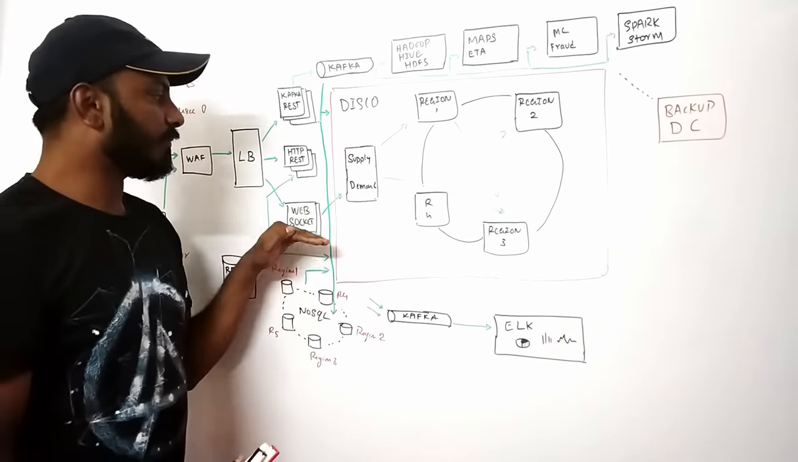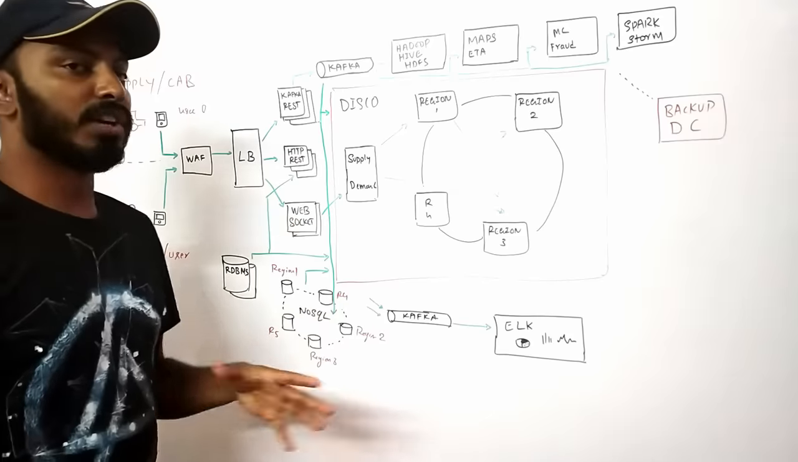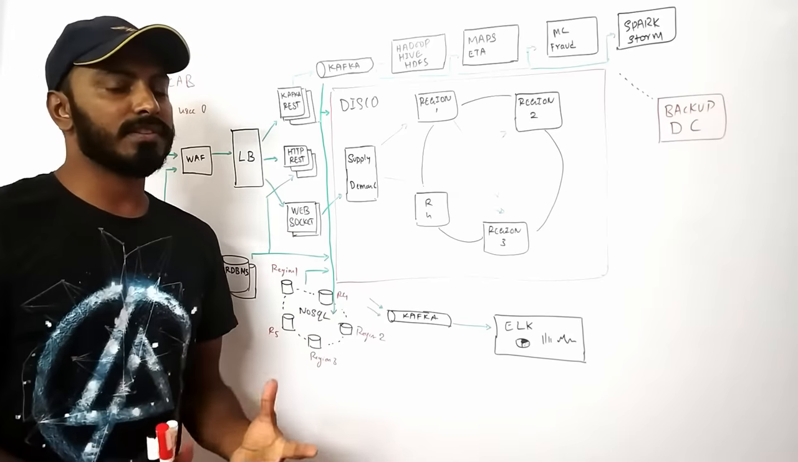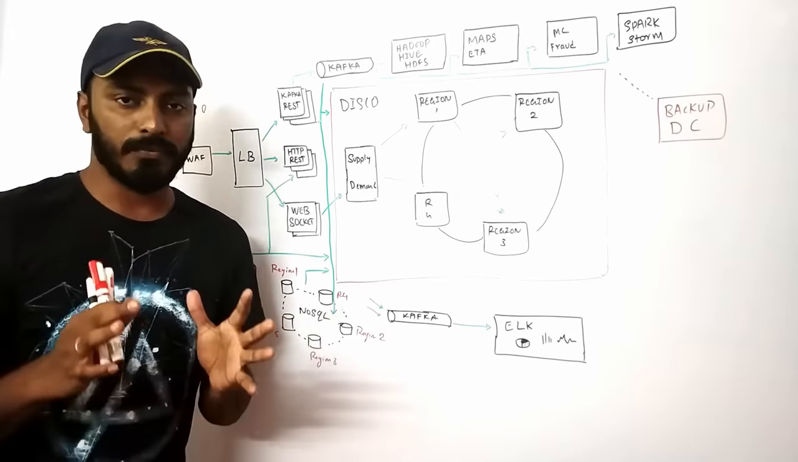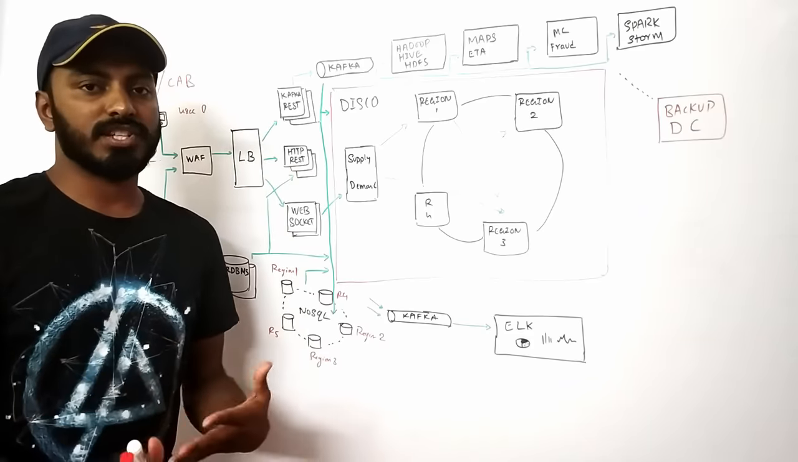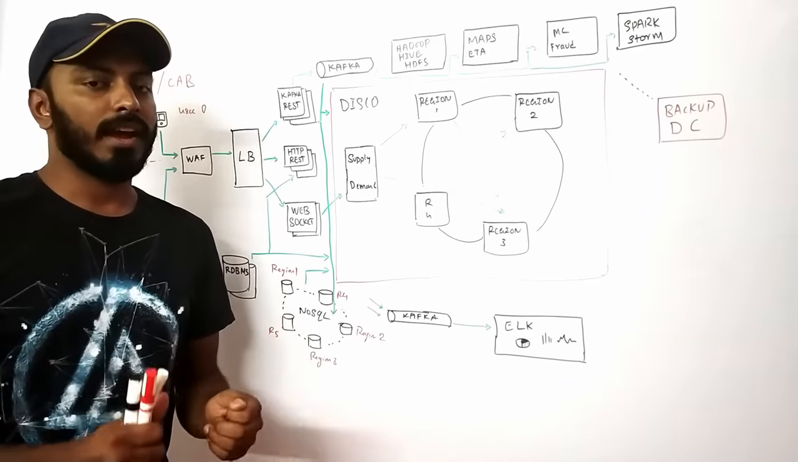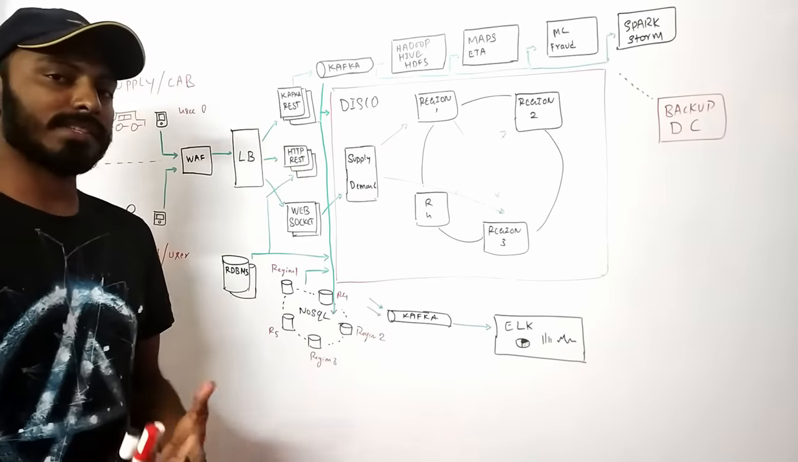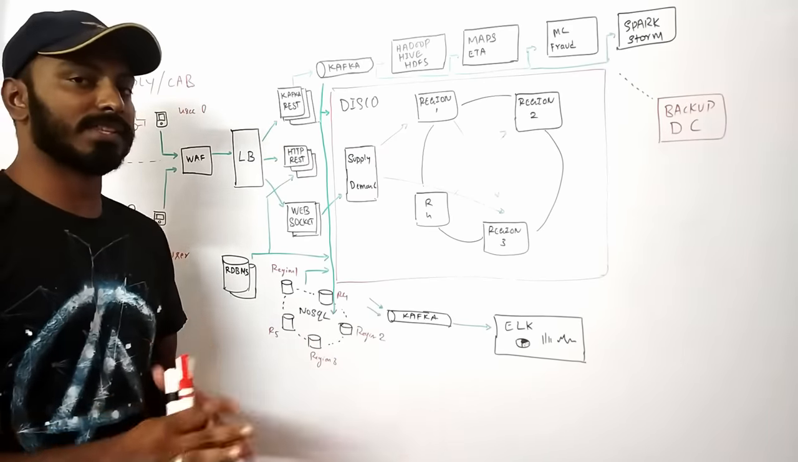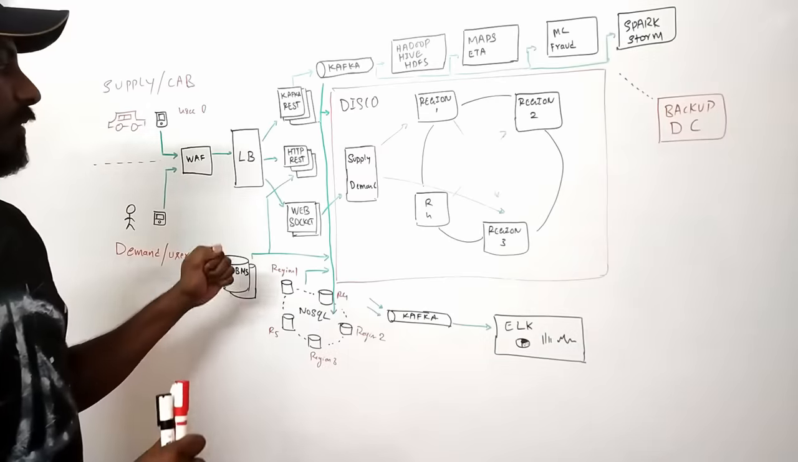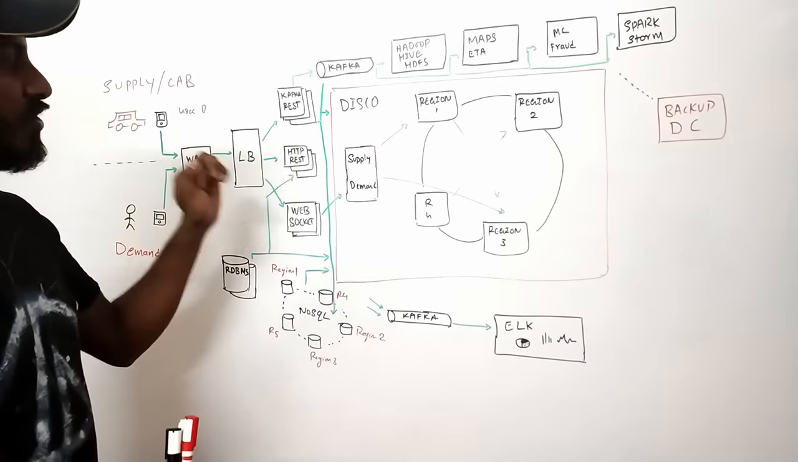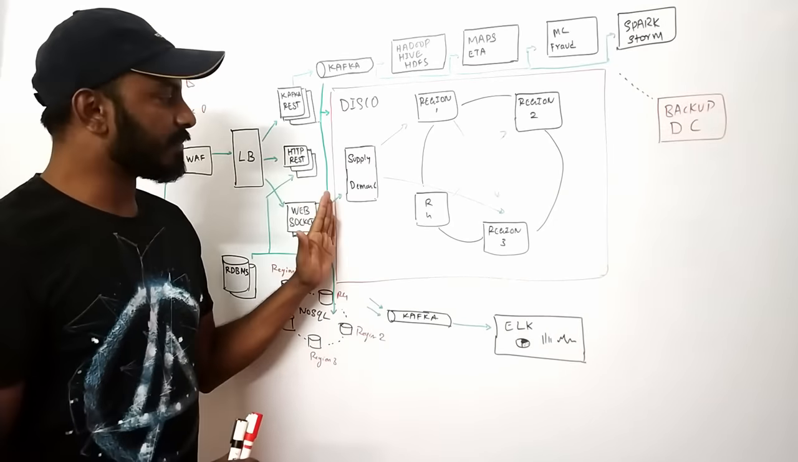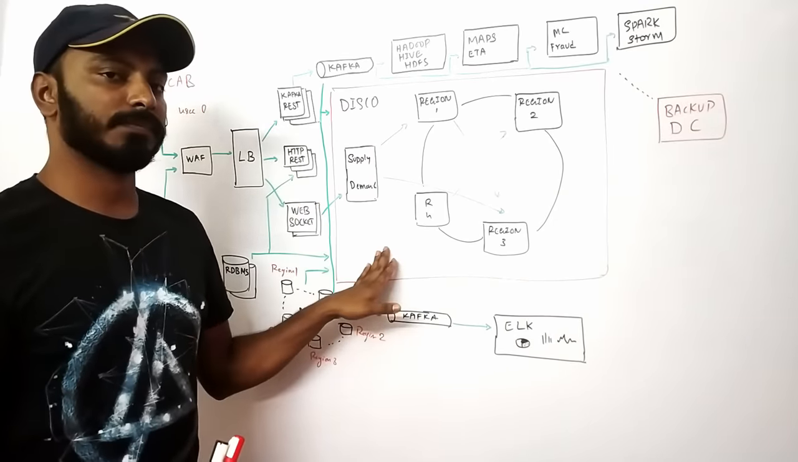So the supply, demand, and WebSocket components are mainly written in Node.js, as Node.js is really good at asynchronous and small messaging, and it is also an event-driven framework. People these days are using Node.js for all these kinds of requirements. So now let's jump into understanding the dispatch optimization component.